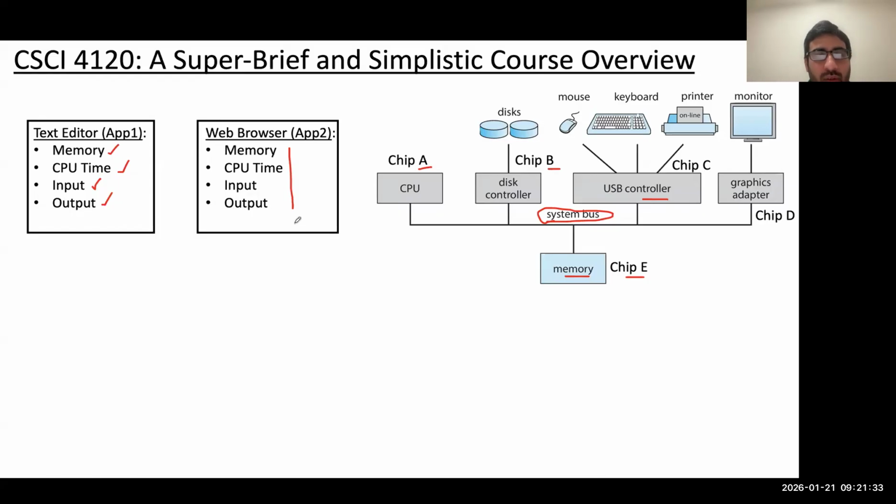So what does it mean? It means that these two applications are now competing with each other for the same kind of resources like memory, CPU, CPU time, and input output devices. Which means that we somehow need to manage the resources among them. So it's not easy, right?